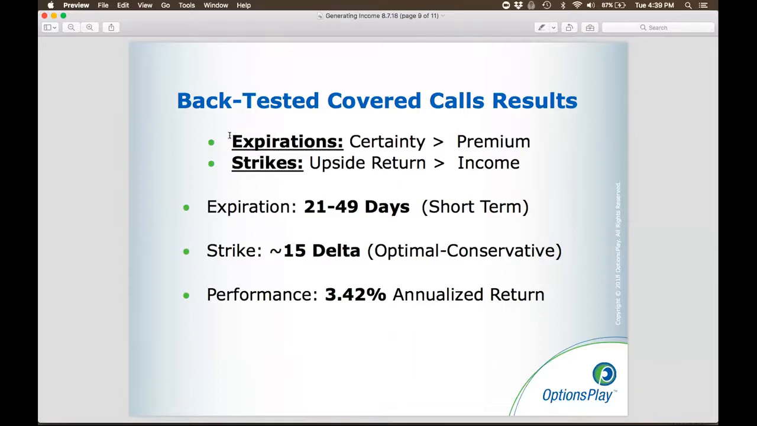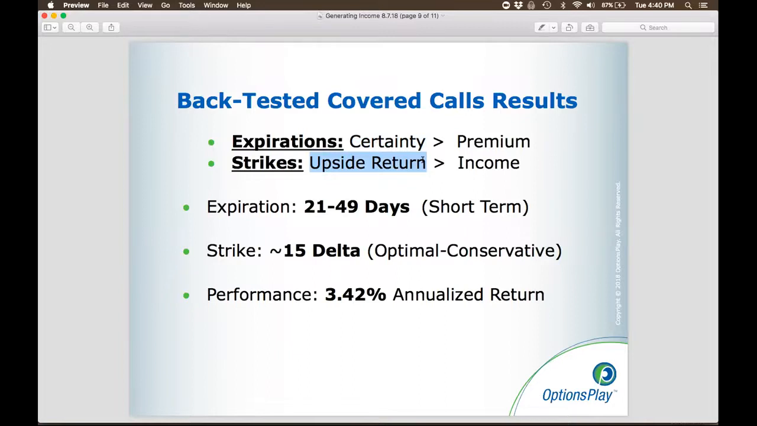Number one, when you're picking expirations, it's actually better to prioritize certainty, meaning knowing what's actually going to happen between now and expiration is worth something. It's worth more than the premium you're going to get if you do a longer dated call. Same thing for strike prices. What we found is it's more important to give your stock upside room to run before the stock gets called away, over income.